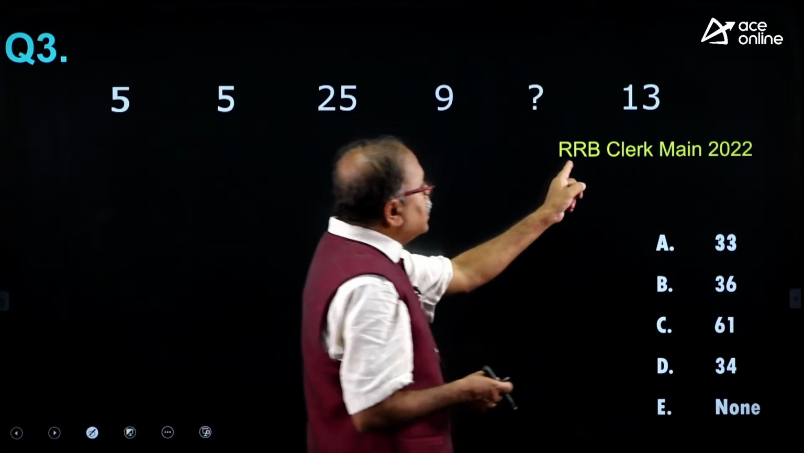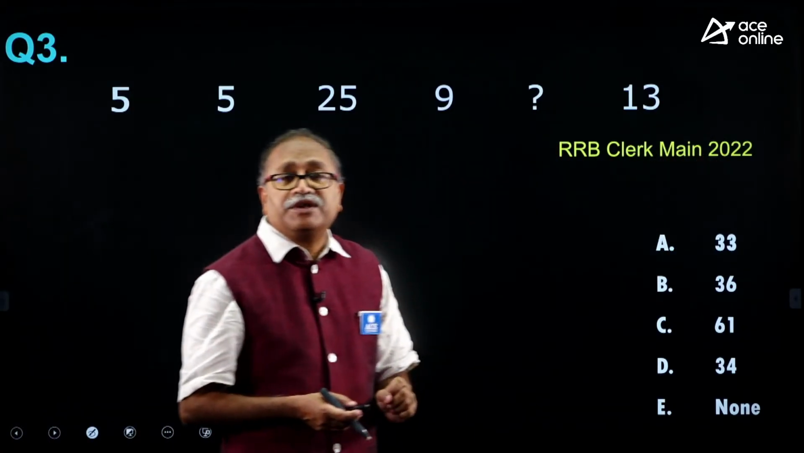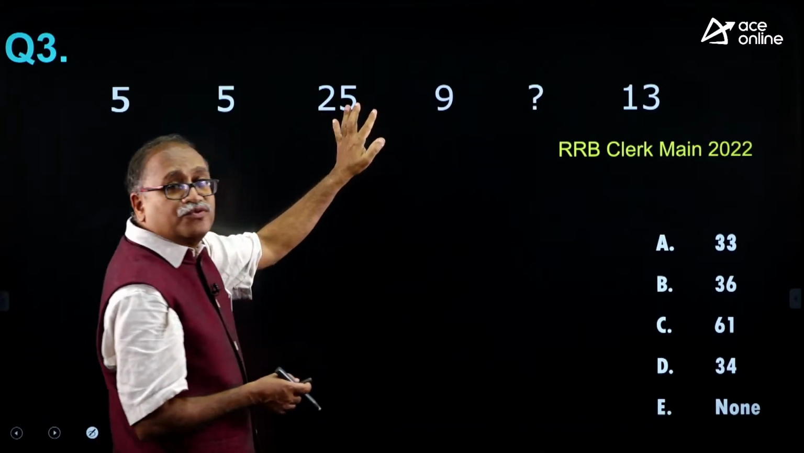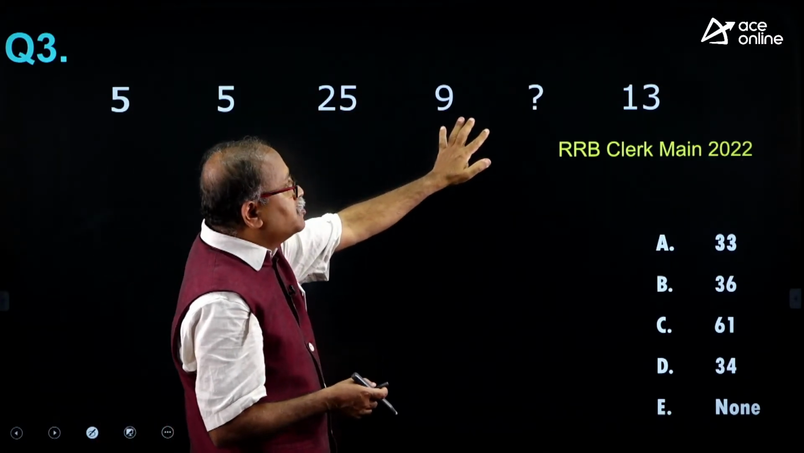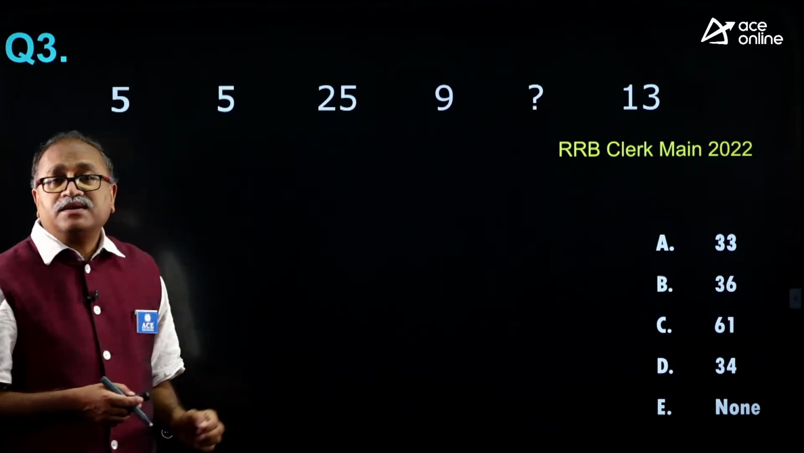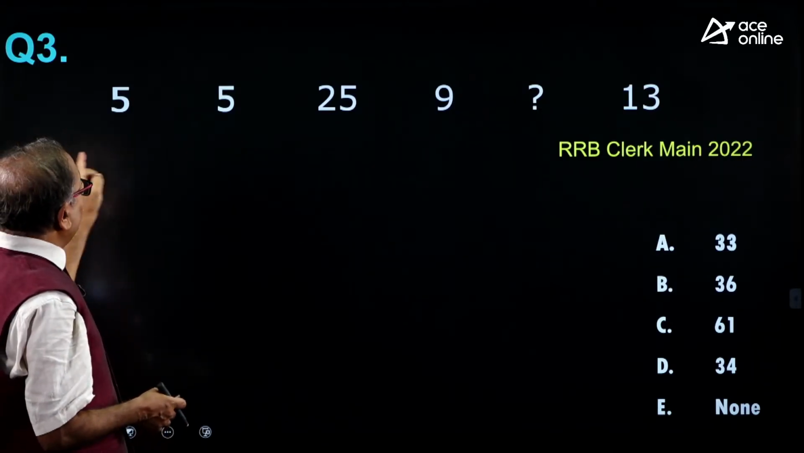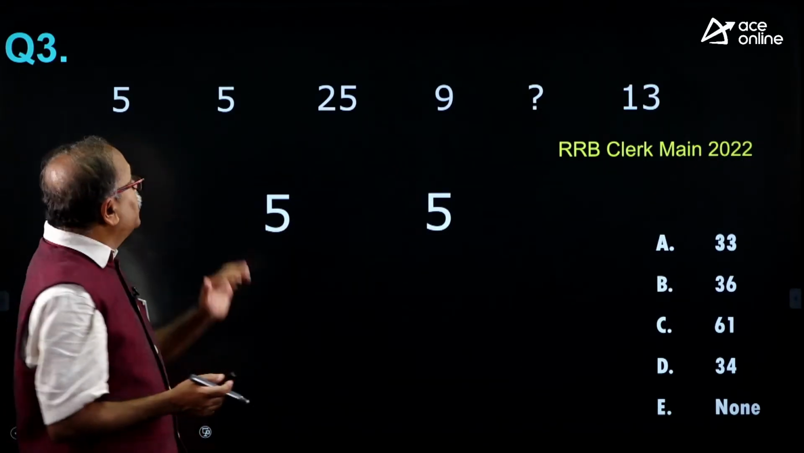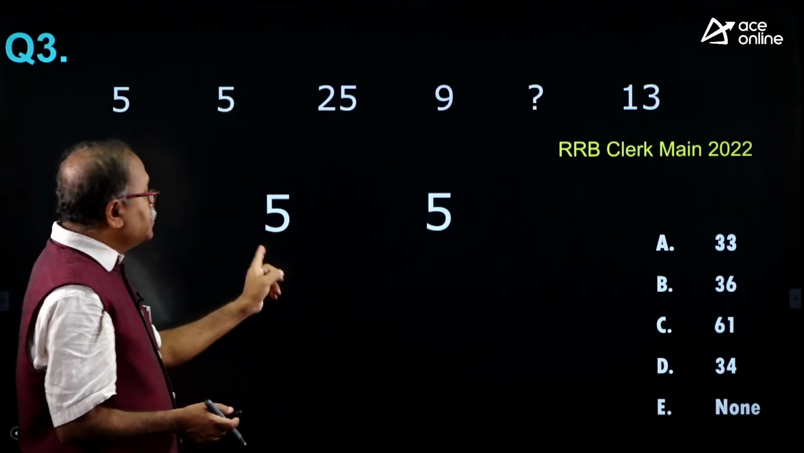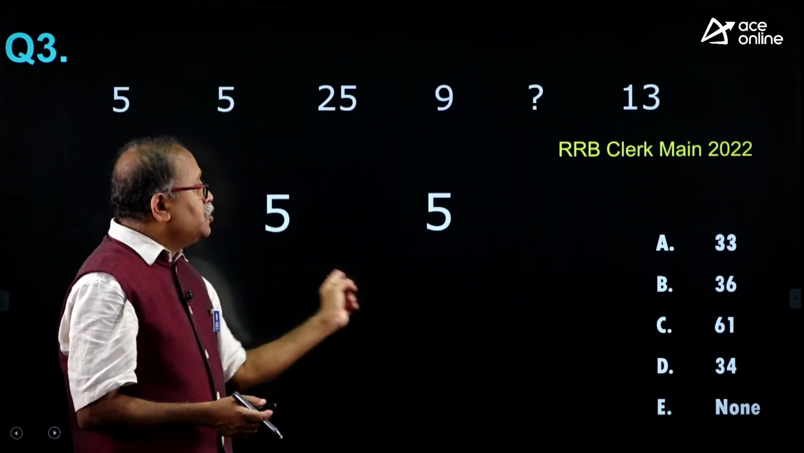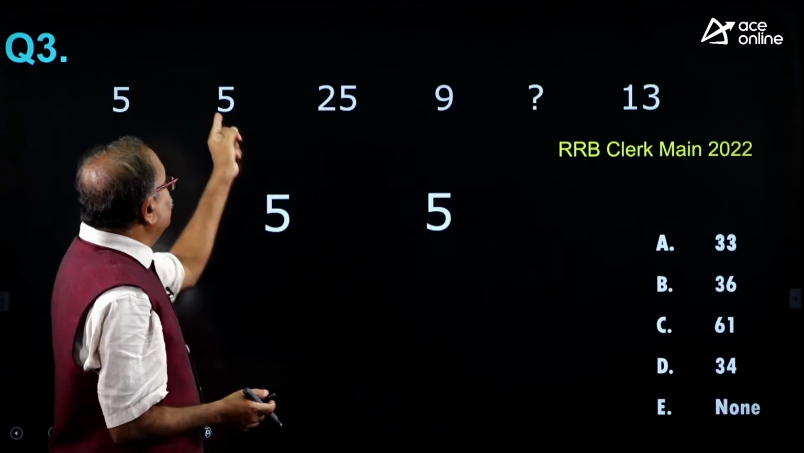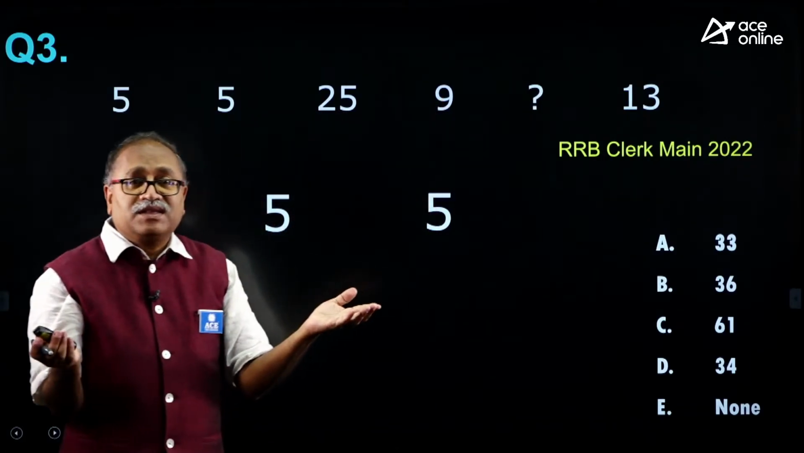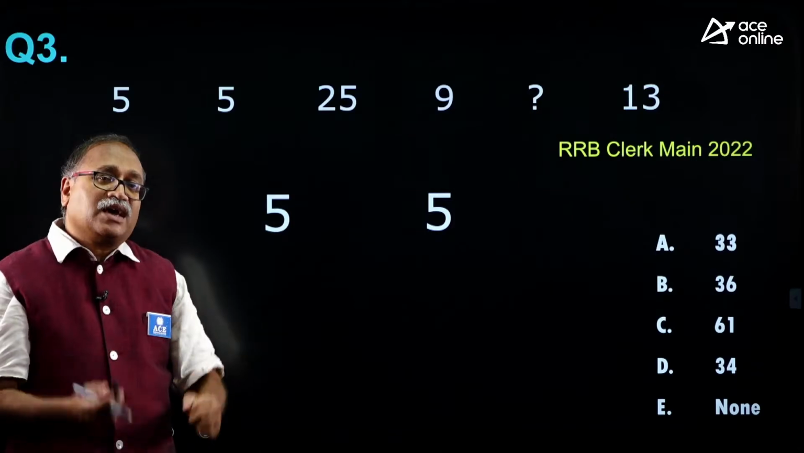I picked up this RRB Clerk Main 2022. Look at this one: 5, 5, then it goes to 25, then comes down to 9 dash 13. Okay, I will give some clue. These two numbers are there, 5 and 5. It is not plus 0 or into 1. If this is into 1, then this has to be into 5, and it is not multiplication here. So, what is happening here?